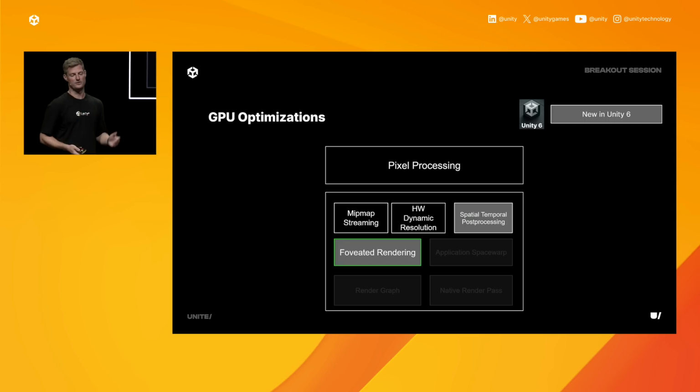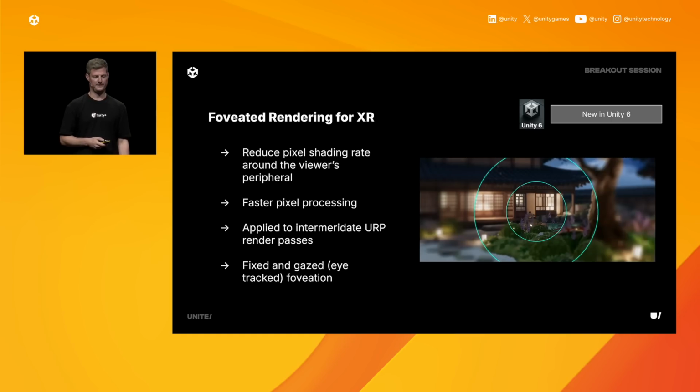But now let's introduce a new feature in Unity 6, which is foveated rendering for XR. This technique improves performance by rendering only the central area of the screen in higher detail, while reducing the quality in the peripheral regions where the player's focus is naturally lower. This can significantly boost performance. In Unity 6, foveated rendering is applied to intermediate render passes in URP.